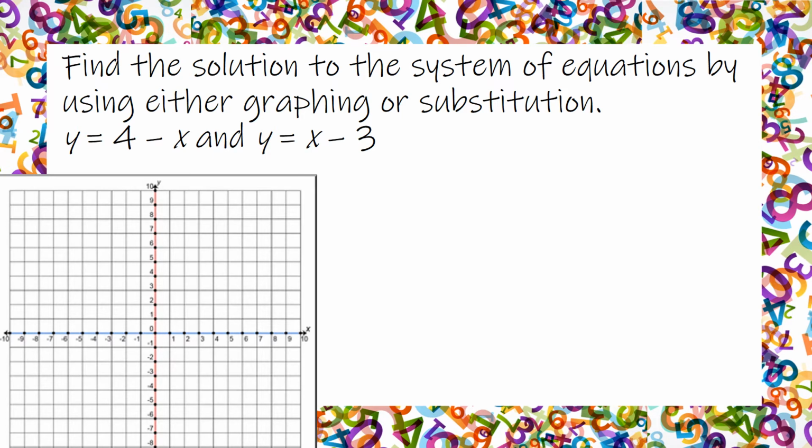Find the solution to the systems of equations by using either graphing or substitution. So y equals 4 minus x. The first thing I'm going to do is graph these. I'm going to look at the first one, and I see this 4 is positive. That's going to be my y-intercept. And my slope is -1.